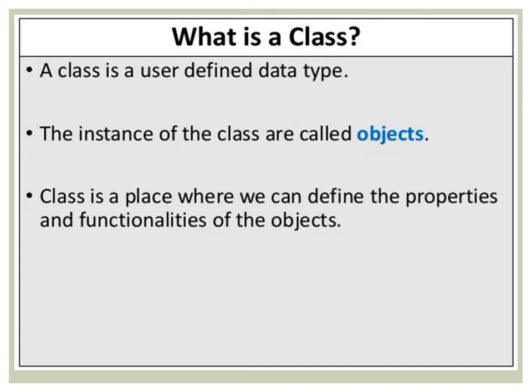Now what is a class? As I said, class is a user defined data type. Why is it a user defined data type? Because it is defined by the programmer. The instances of a class are called objects. Class is a place where we can define the properties and functionalities of an object. So whatever the properties and functions, that is the attributes and behavior of objects, that is the data members and the member functions, are defined inside the class.